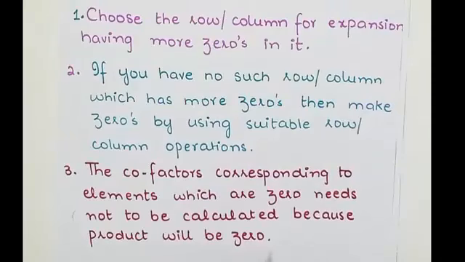Rule number 3 says the cofactors corresponding to elements which are 0 need not be calculated because their product will be 0. When 0 is multiplied with the determinant, it will ultimately be 0. So there is no need to calculate such a cofactor.